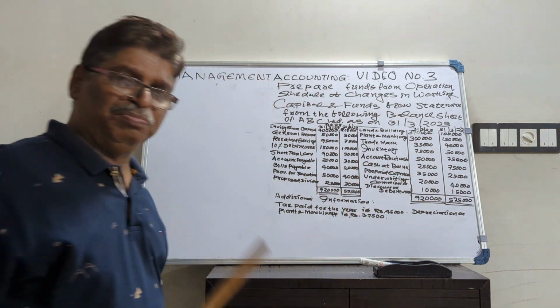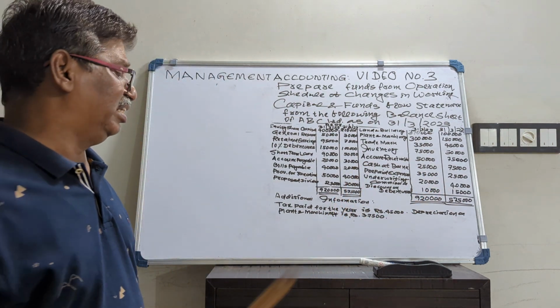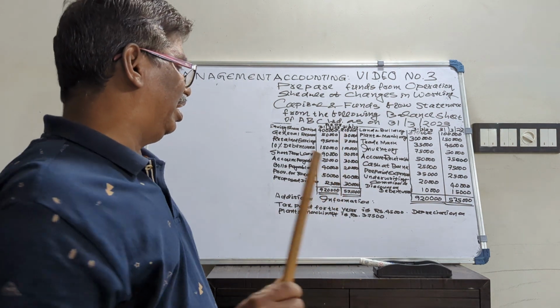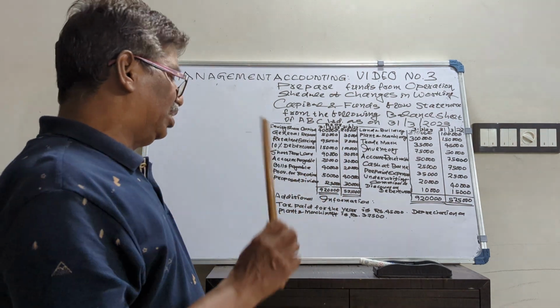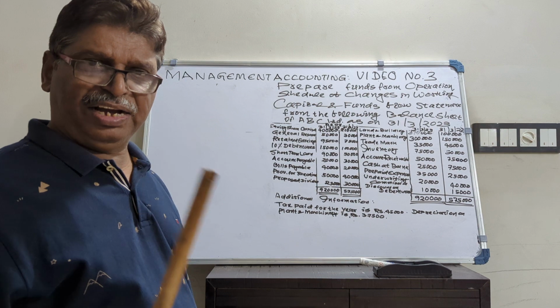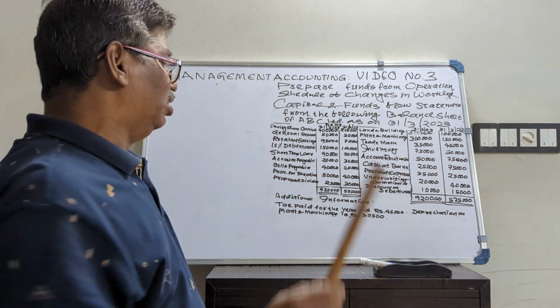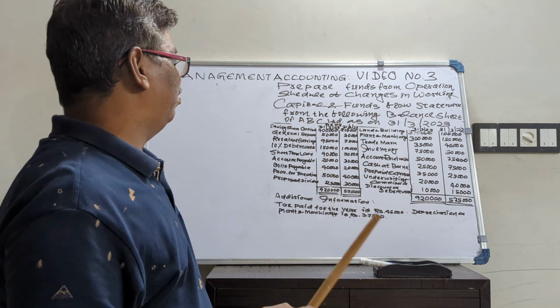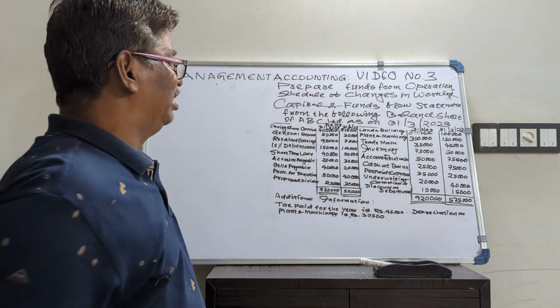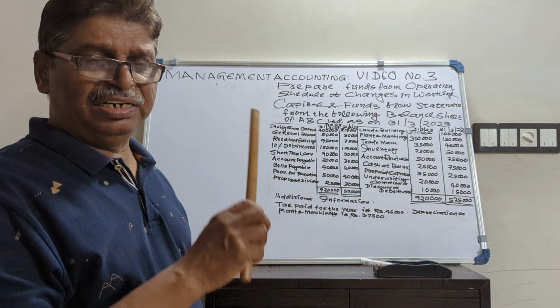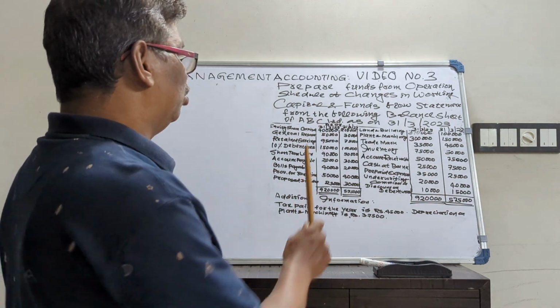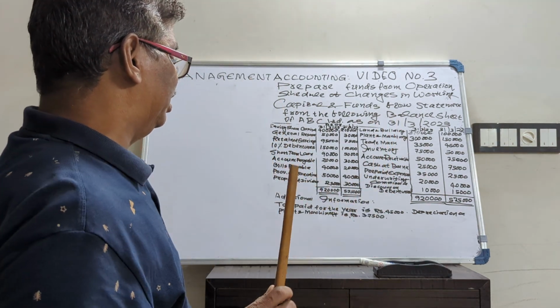So for depreciation on plant and machinery, the journal entry is depreciation account debited to plant and machinery account credited, because depreciation is a nominal account. The rule is increase in expenses and losses should be debited. So we will debit the depreciation account. There is a decrease in the asset; increase in asset should be debited, decrease in asset should be credited. So plant and machinery will be credited.